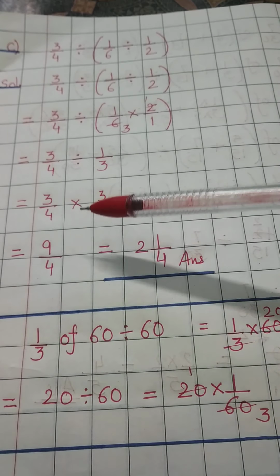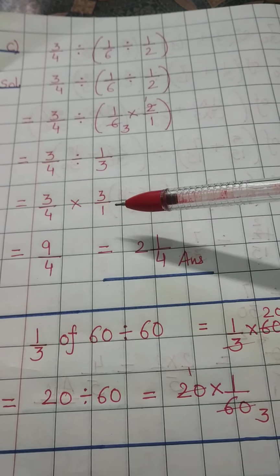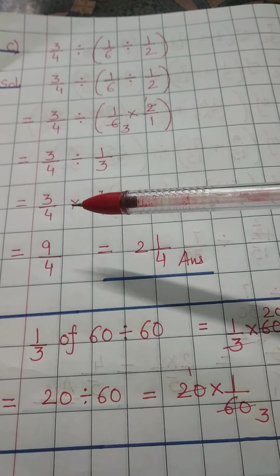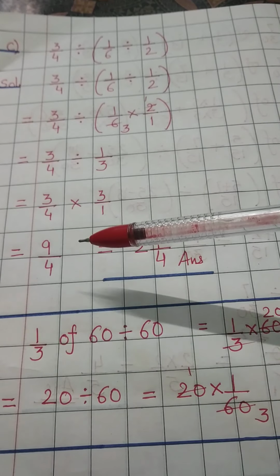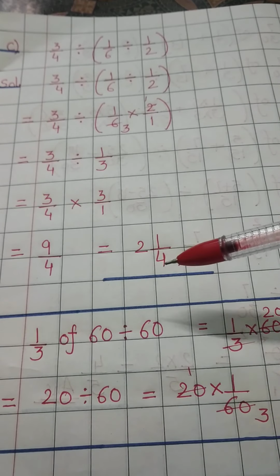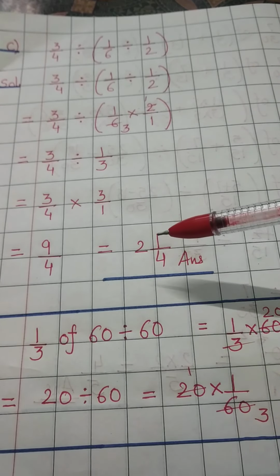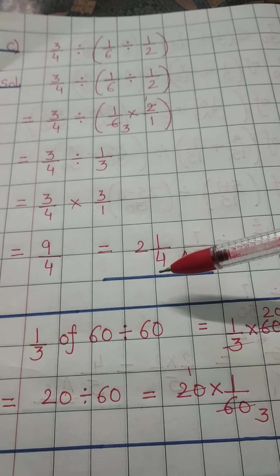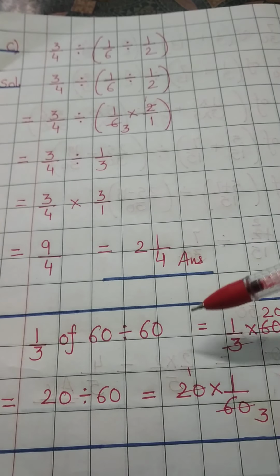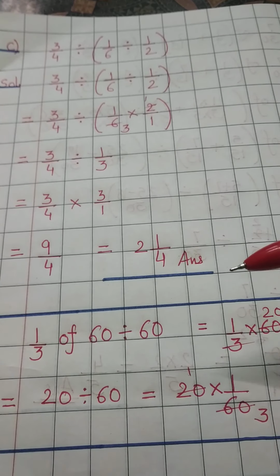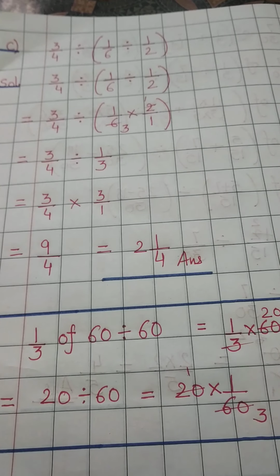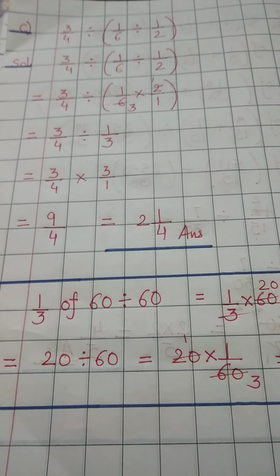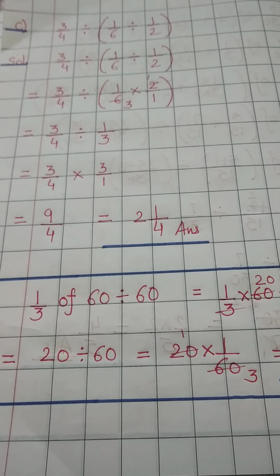Again division, we will change into multiplication and take the reciprocal of this. So the answer will be 3 threes are 9 upon 4. Again an improper fraction, so we will convert the improper fraction into a mixed fraction. 4 twos are 8, remainder 1, so 9 upon 4 is changed into 2 1 by 4. So this is the answer, and this is a very simple question. But sometimes these questions are asked in exams and students do silly mistakes and don't attempt the question.